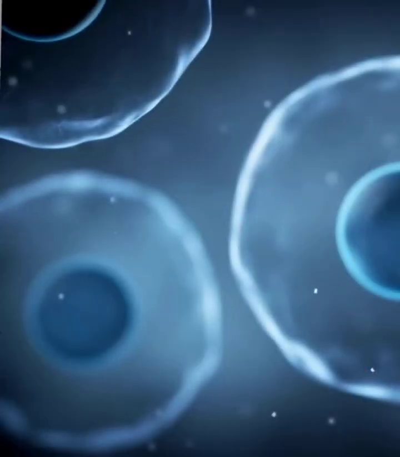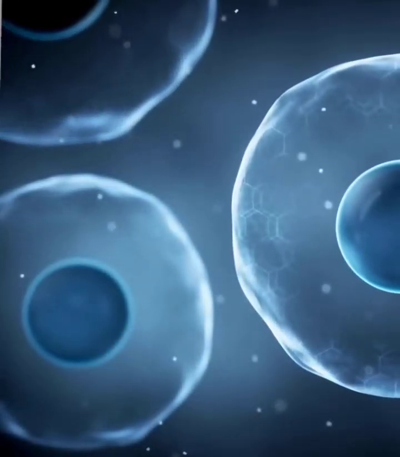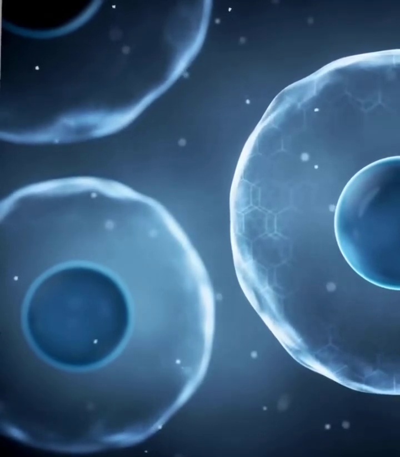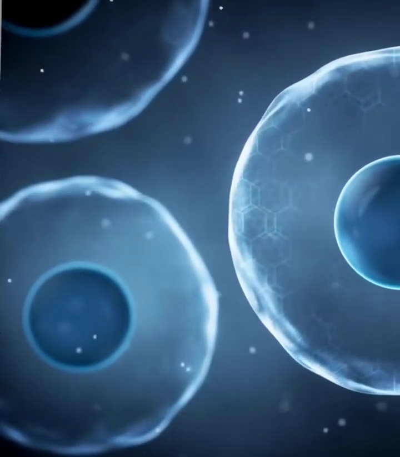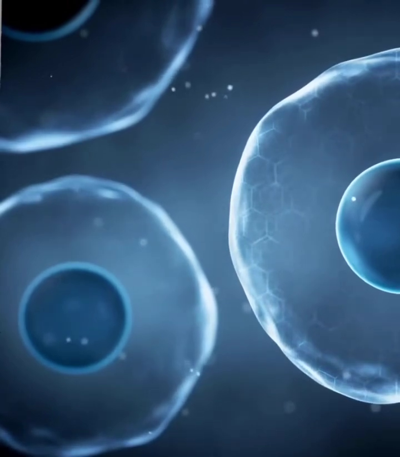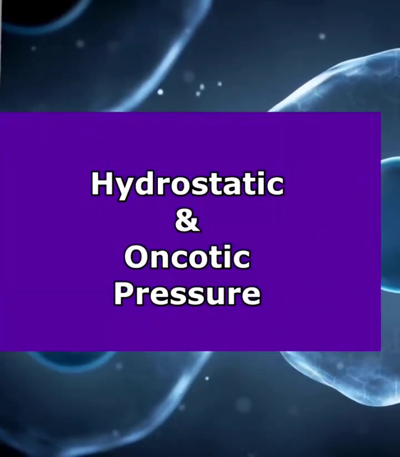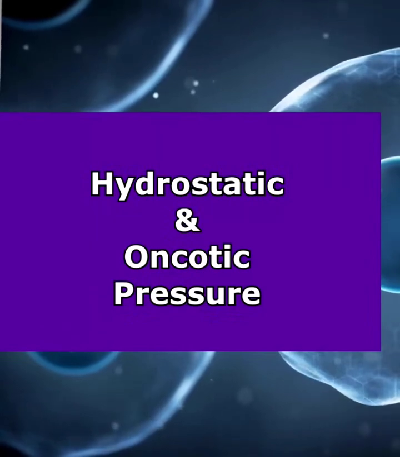So we just reviewed how certain transport processes move fluid and substances to and from that cell through that cell membrane. Now let's look at some processes that move fluid from the capillaries to the interstitium, also known as the tissue space, by talking about hydrostatic and oncotic pressure.